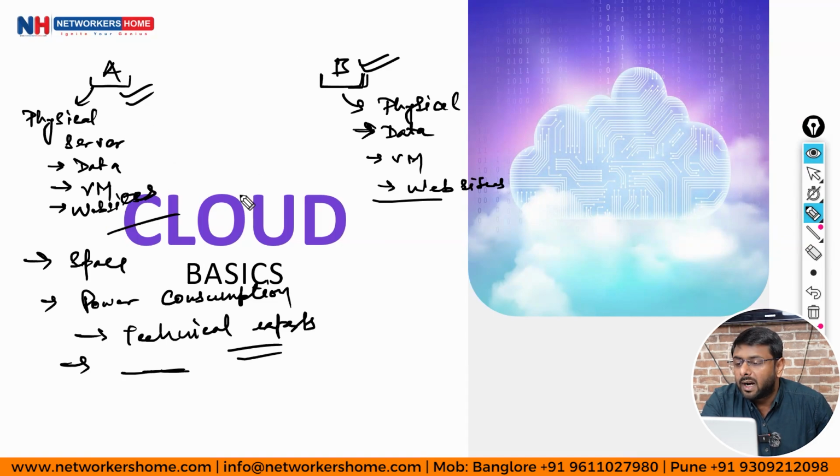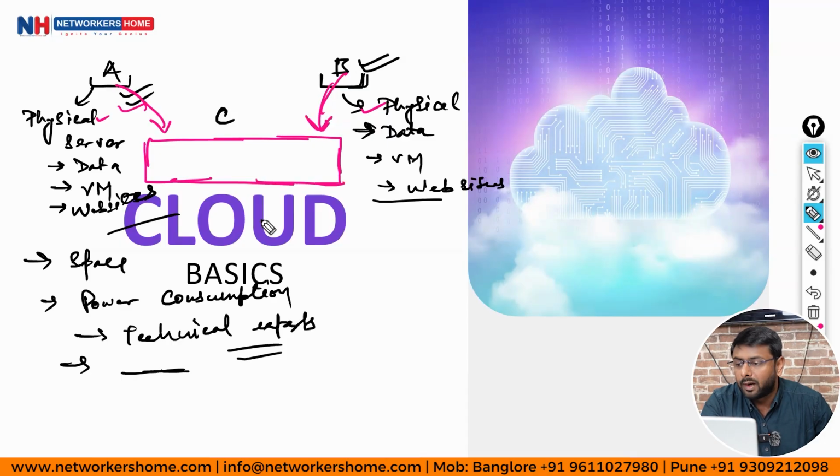So what happens is there is one more person, let's say C, or a company C. He says that if you, A, have your own physical servers, and you, B, also have your own physical servers, and you use them for storage and for running virtual machines, then why don't you do one thing? I have a very big server. So rather than keeping your own physical servers, you put all your data files on my server, and similarly, B, you also put everything on my server.